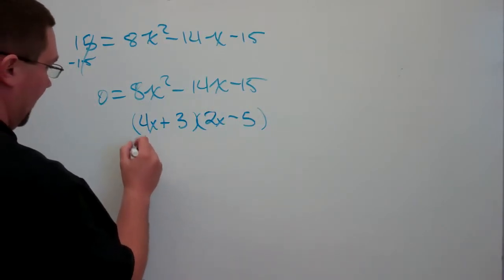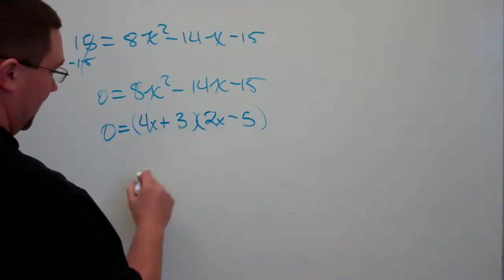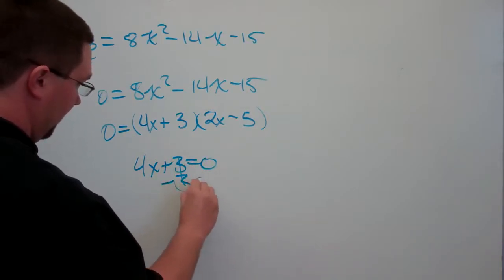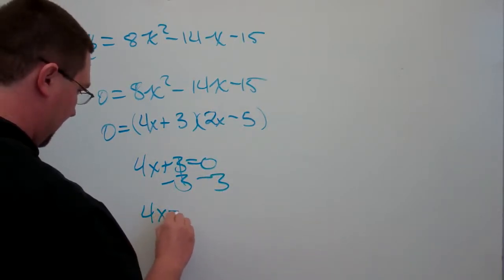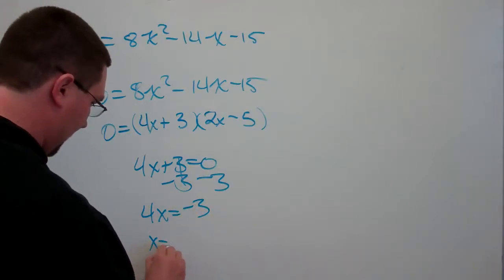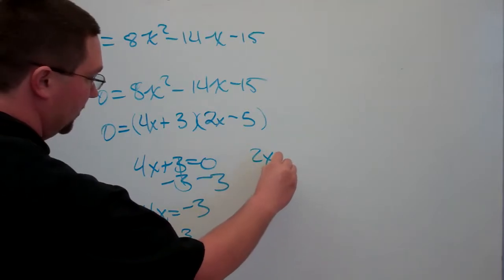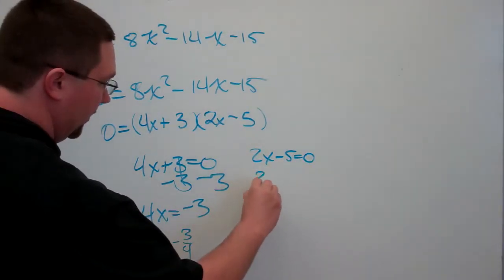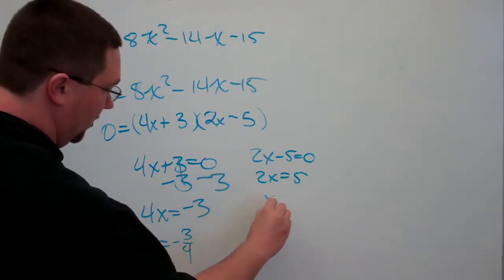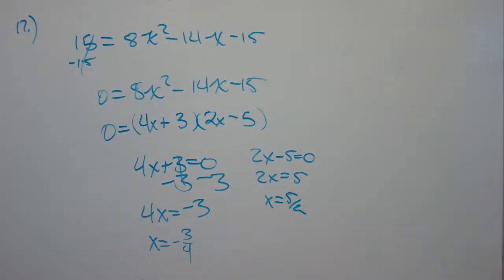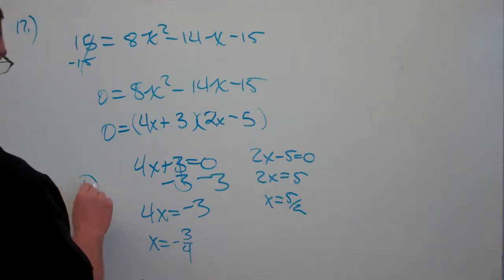All right? So now, of course, this equals 0, so now set these individually equal to 0. Minus 3, 4x equals negative 3. So x equals negative 3/4. Over here, 2x minus 5 equals 0. 2x equals 5. x equals 5 halves. So the answer is D, negative 3/4 and 5 halves.